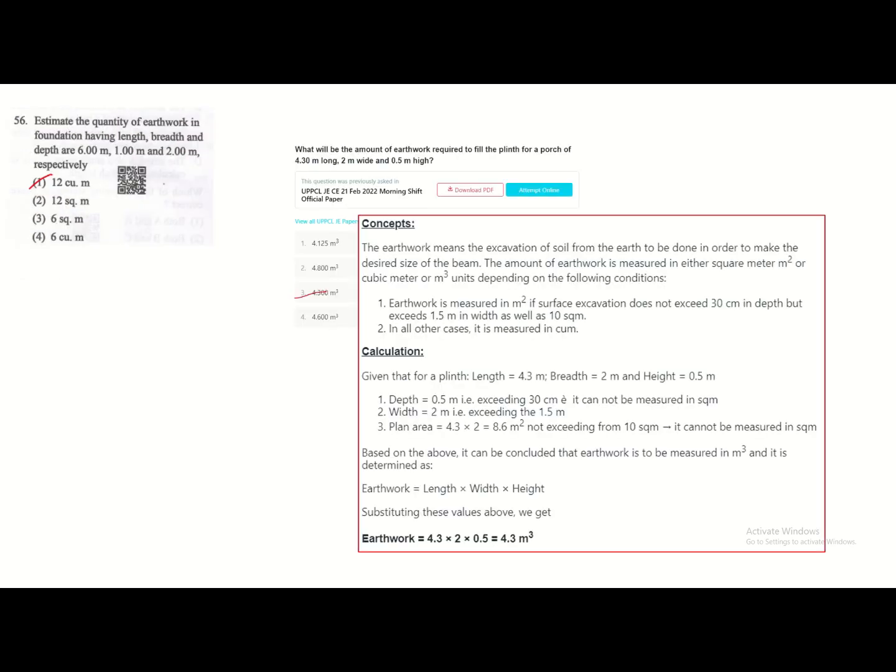Next one is your compaction test, also known as the modified AASHO test. So this is the name, modified Proctor test. AASHO is the American Association of State Highway Officials, so that is the full form. So this is the modified test.